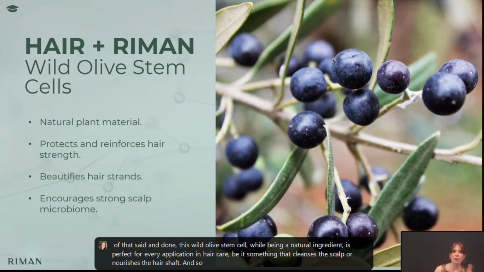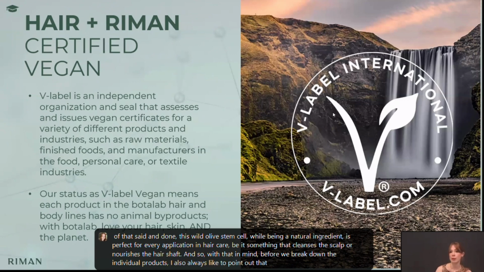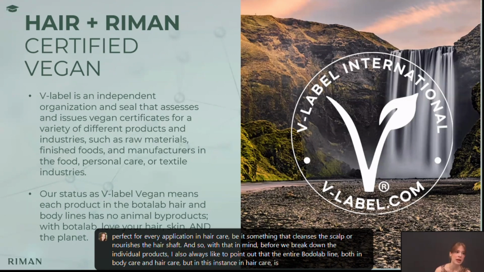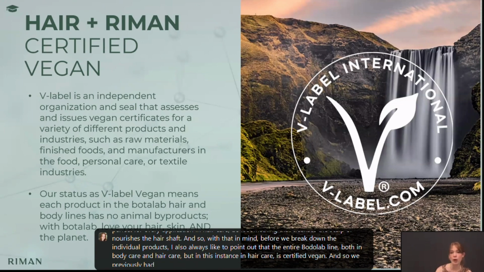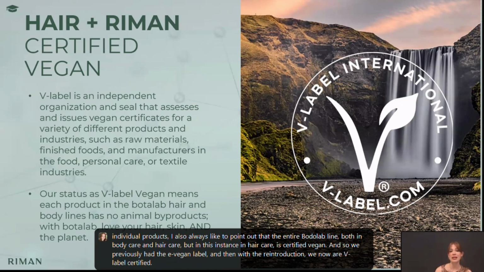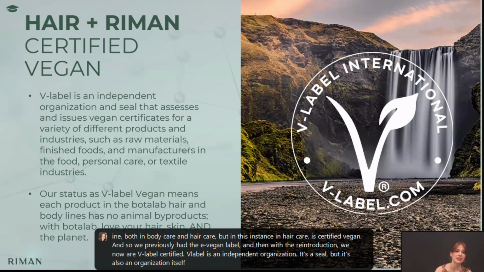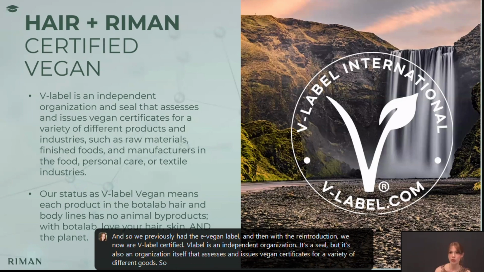And so with that in mind, before we break down the individual products, I also always like to point out that the entire Botalab line, both in body care and hair care, but in this instance in the hair care, is certified vegan. We previously had the E vegan label, and then with the reintroduction, we are now V label certified. V label is an independent organization. It's a seal, but it's also an organization itself that assesses and issues vegan certificates for a variety of different goods. So it can be in the personal care industry, or it can be in the food or textile industries.